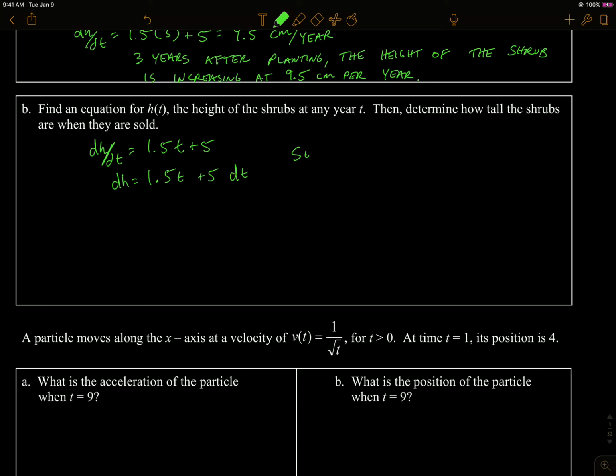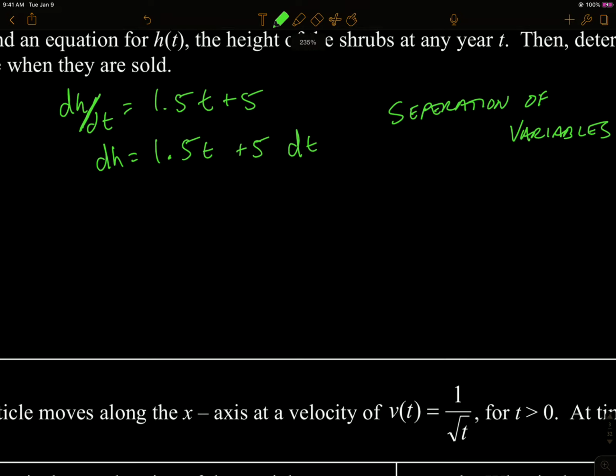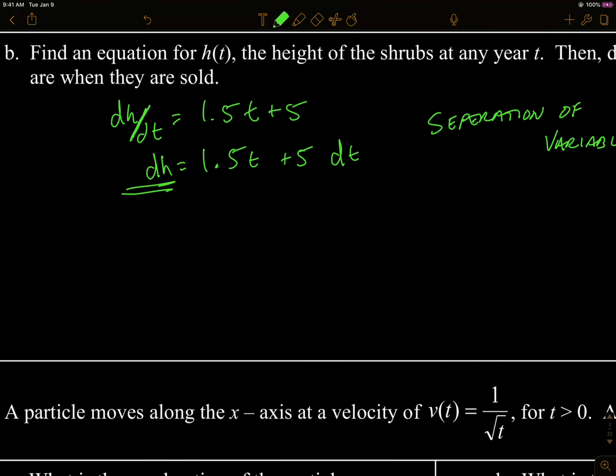This step is called separation of variables when solving a differential equation. Notice that now on one side of my differential equation I have all one variable, and on the other side I have all the other variable. So now, just like when you do any operation, you have to do it to both sides. So I'm going to take the integral of both sides here.